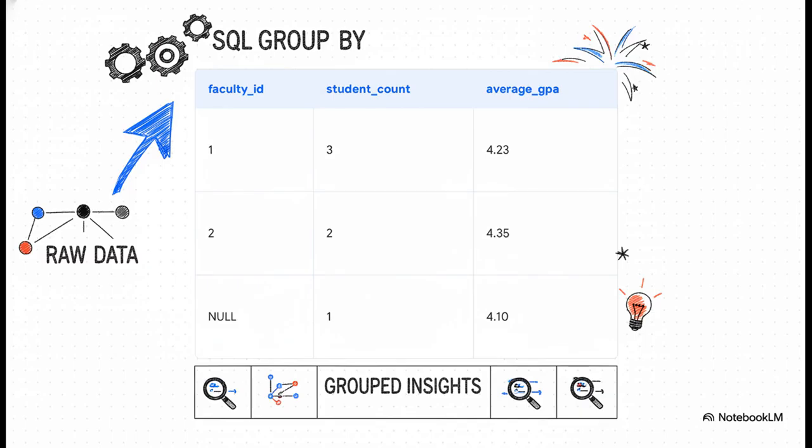Instead of one summary for the whole table, we get a nice, clean summary for each group. We can see, clear as day, that Faculty 1 has 3 students with an average GPA of 4.23, while Faculty 2 has 2 students with a 4.35 average. We've solved the paradox, and we've unlocked a much, much deeper level of insight.